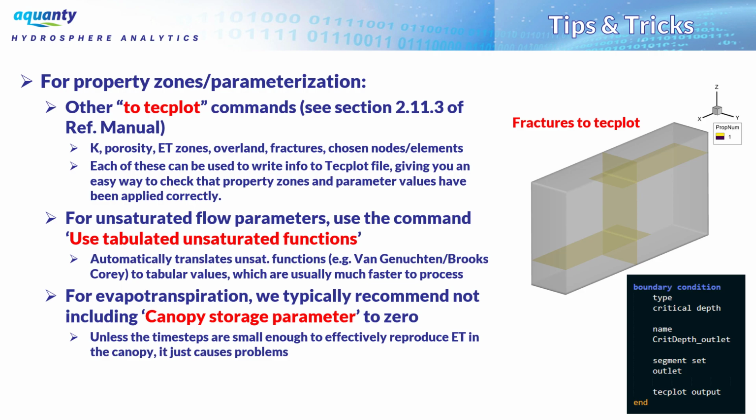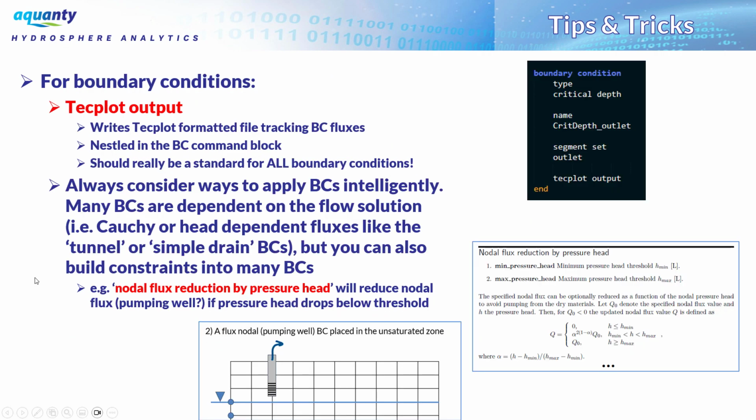For boundary conditions, you should nestle tecplot output within every boundary condition. It's just going to produce an output file that tracks boundary condition fluxes for that boundary condition on a node-by-node basis. Should really be a standard.